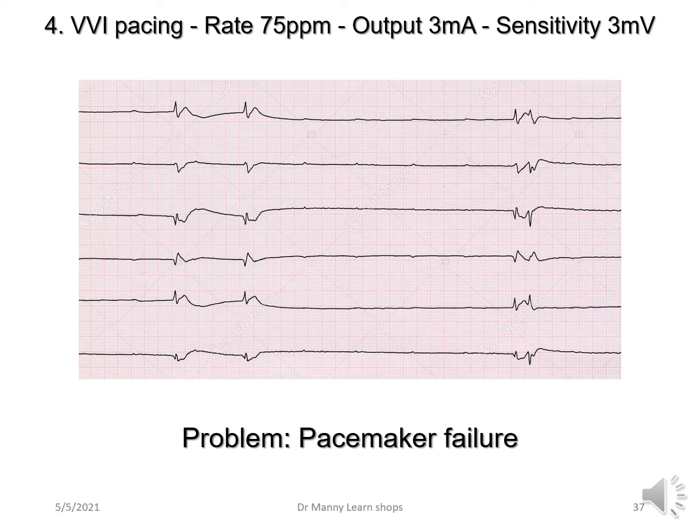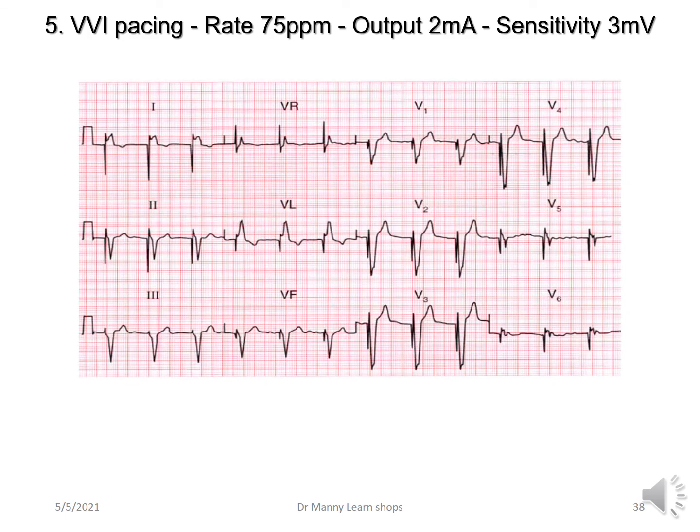You will have already commenced CPR, called a code blue, and so on. And someone will be troubleshooting the pacemaker to see why. Maybe the battery failed. Maybe it became disconnected. VVI pacing again, because VVI pacing is the most common mode that is employed in temporary pacing. Rate 75 pulsations per minute, output 2 milliamps, sensitivity 3 millivolts.